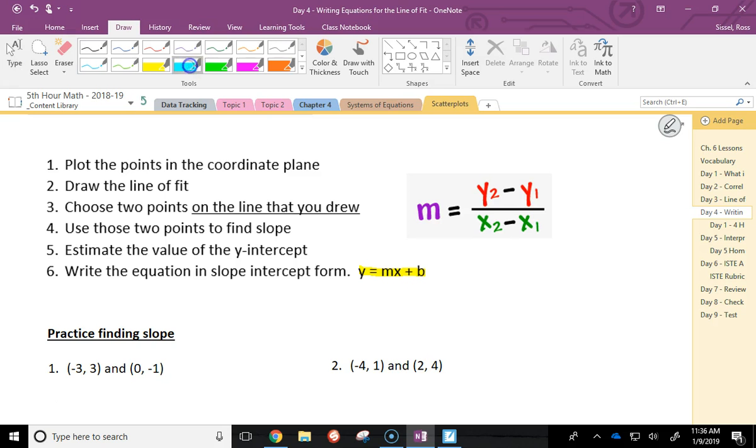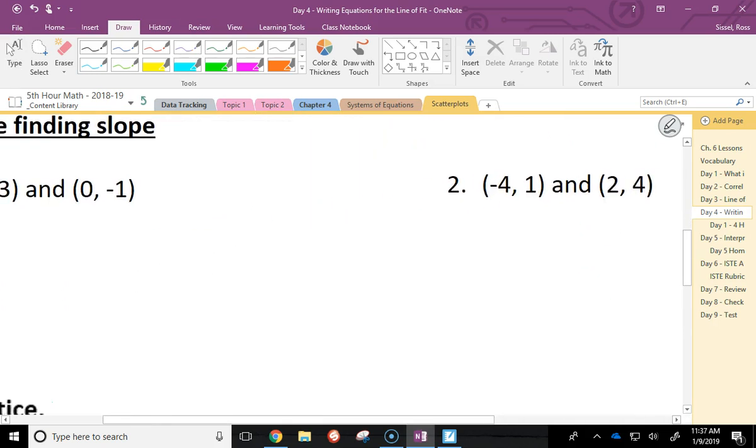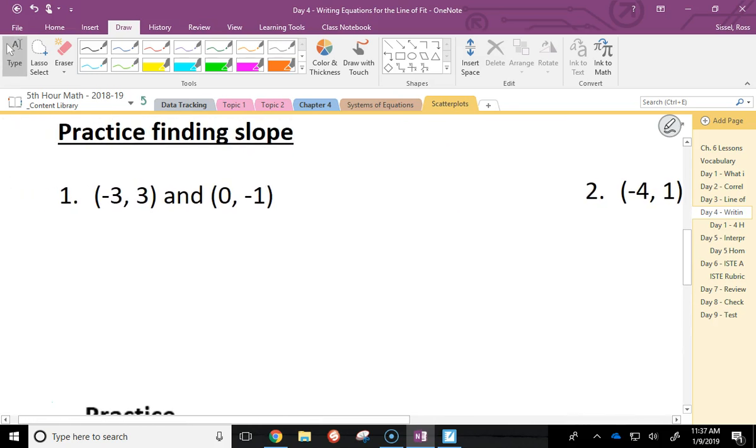Slope, like we learned last semester, M stands for slope. Slope is y2 minus y1 all over x2 minus x1. The one I want you to write down, you don't have this listed, you have to write in your foldable, and you can write it on this yellow page to show your work right here. Let's write down the first set of points: -3, 3, and 0, 1.